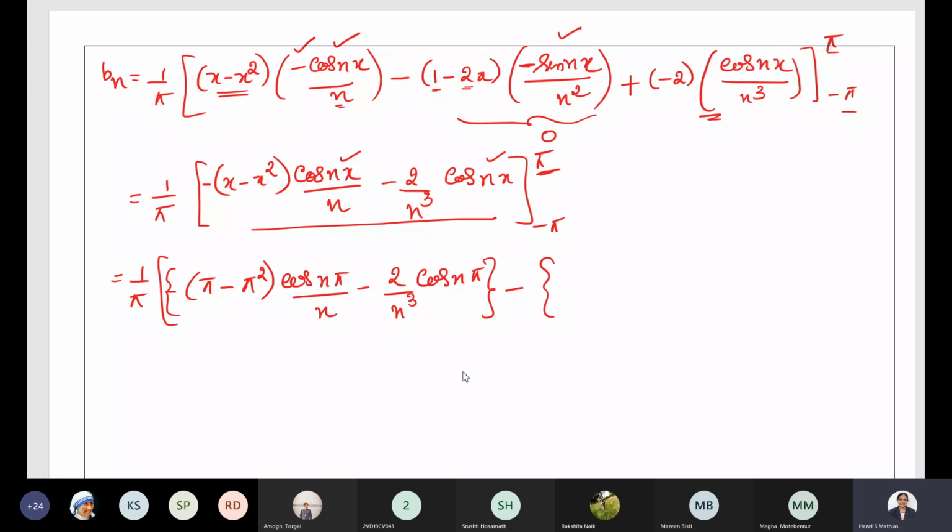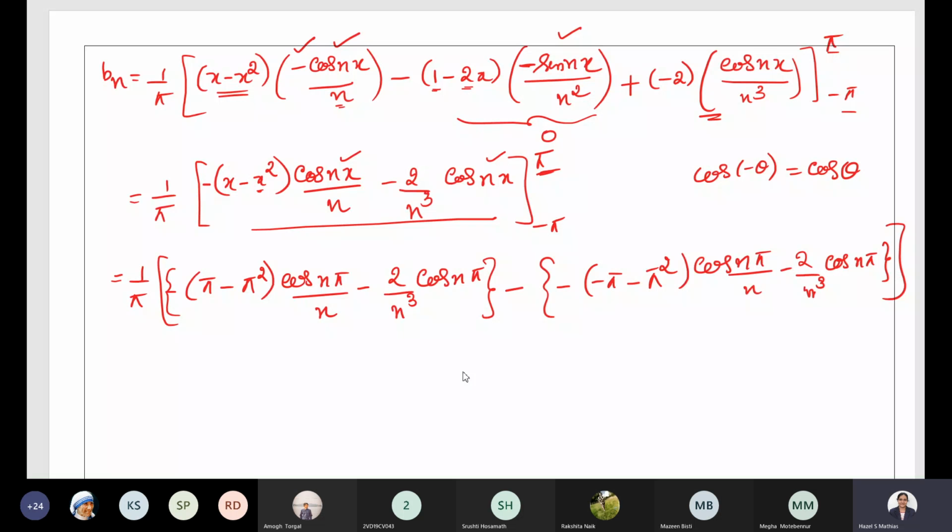Minus, now the lower limit, minus pi. When you replace x by minus pi, minus pi whole square is pi square itself. Cos minus theta is cos theta itself, so it will be cos n pi by n. Minus 2 by n cube into cos n pi, because sin minus theta is minus sin theta. Now you can see some of the terms get cancelled over here. What are the terms which get cancelled?